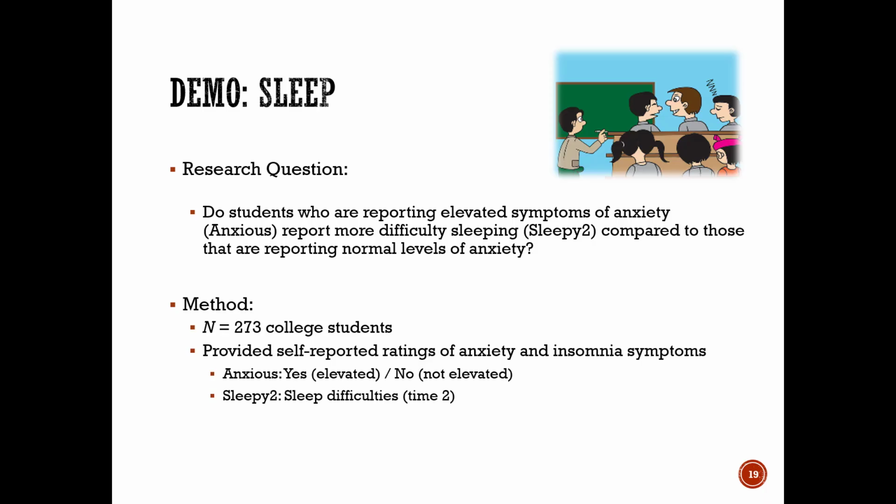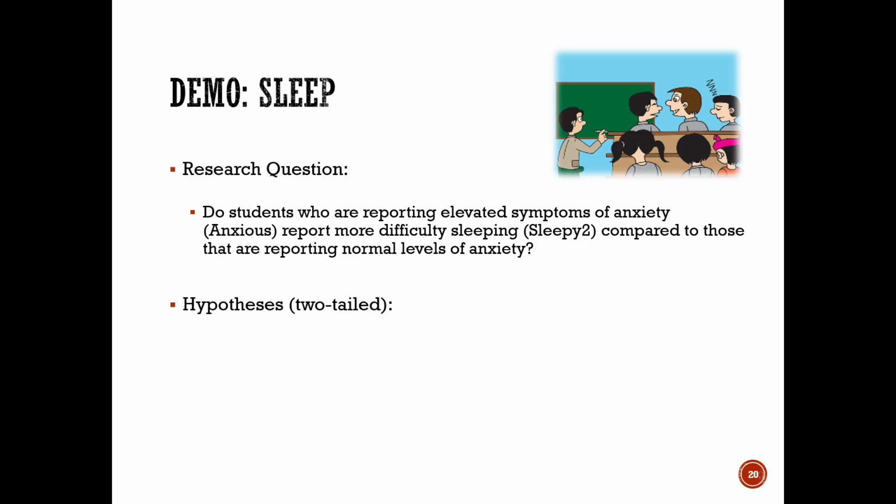First of all, the variable anxious categorized the students into groups that said, yes, I have elevated anxiety, and no, I do not have elevated anxiety. And then there's also the variable sleep 2, which talked about sleep difficulties measured at time 2, the second time point. So here is the independent variable, which is a categorical variable with 2 levels. And then here is a dependent variable, which is a continuous variable that you're comparing those 2 groups on, anxious and not anxious.